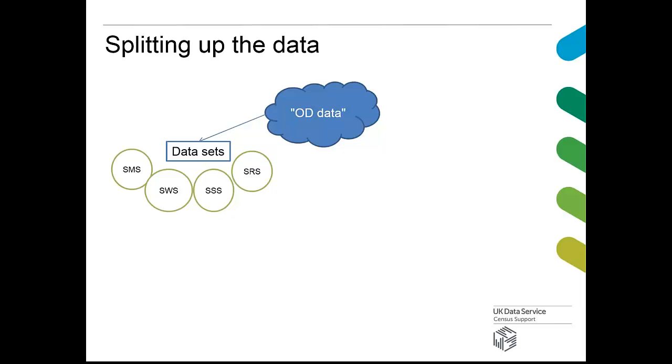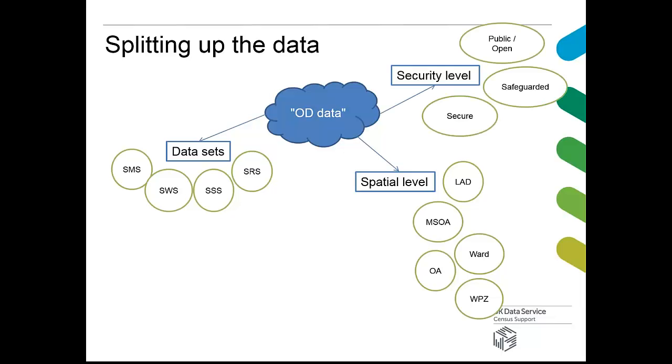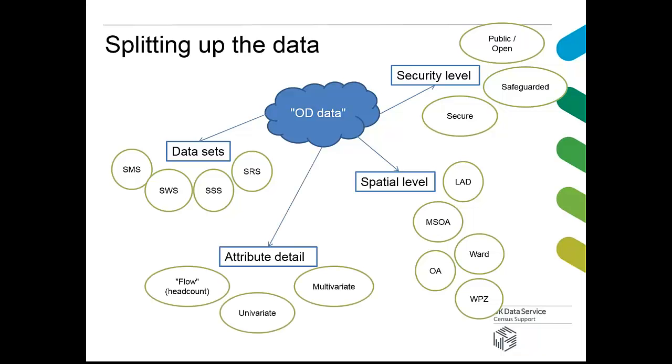Some of the tables are only available for England and Wales. Sometimes that's because the data for Scotland haven't been released yet. In the case of the second residence questions, it's because those questions were only asked in England and Wales. We can think about breaking the data up in various ways. So we've already seen different data sets. We can also look at different spatial levels: local authorities, MSOAs, wards, OAs and workplace zones.